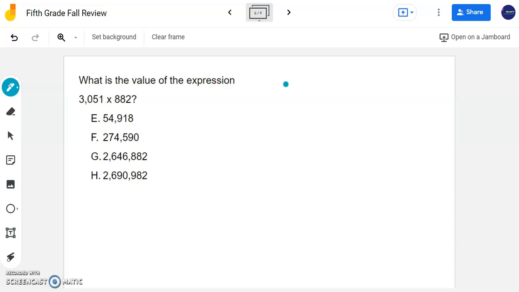Now, I encourage you to pause this video and solve this problem on scrap paper. When you are done solving it, unpause the video and I will explain the answer. And you can see if you got the right answer on your paper and see if it matches what is on the screen.